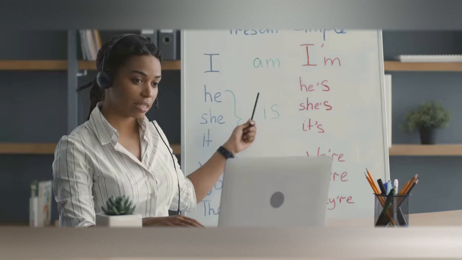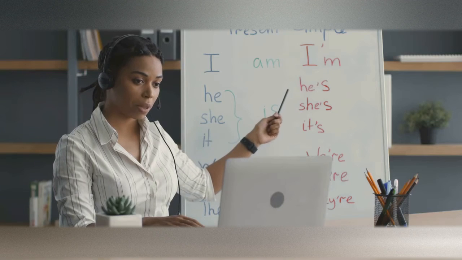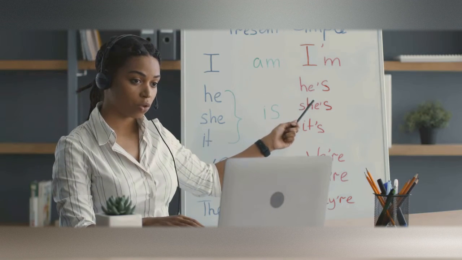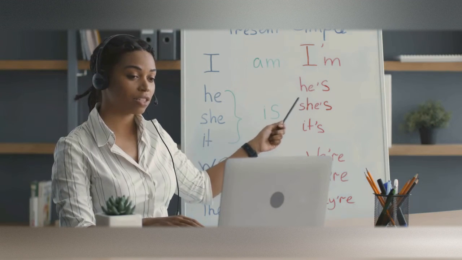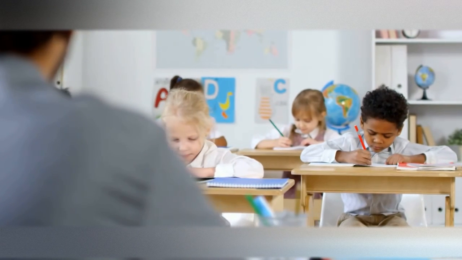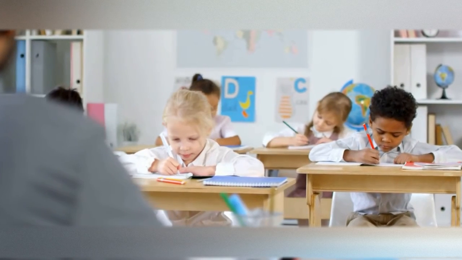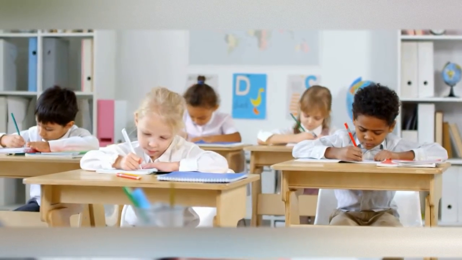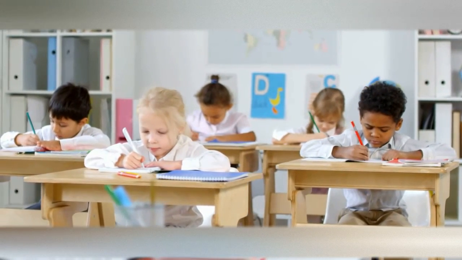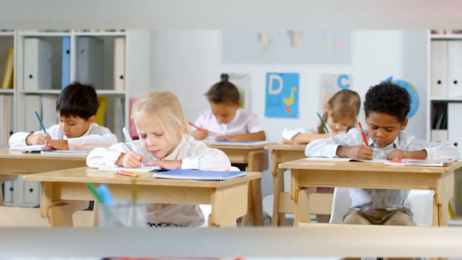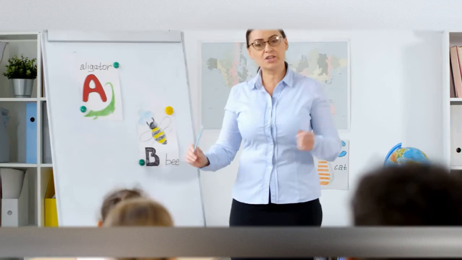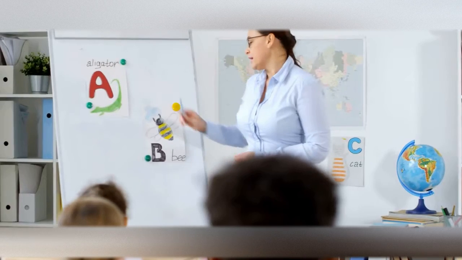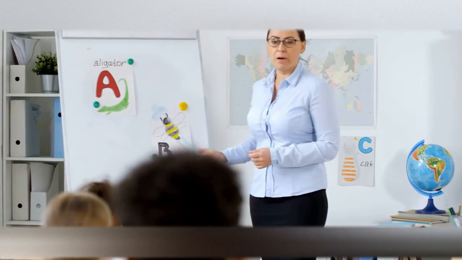Next, let's tackle WH questions in the past perfect. WH questions are those that start with words like who, what, where, when, why, and how. To form a WH question in the past perfect, we place the WH word at the beginning, followed by had, the subject, and then the past participle. For example, if you want to ask about the reason someone didn't finish their homework, you could say, why did you not finish your homework before dinner? This structure allows you to inquire about the circumstances surrounding an action that occurred before another past event.